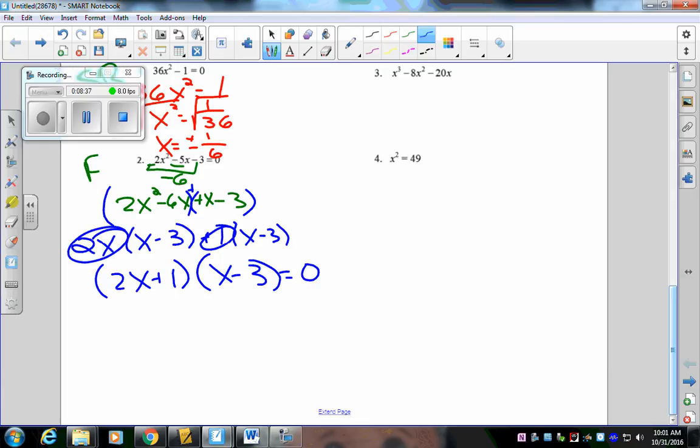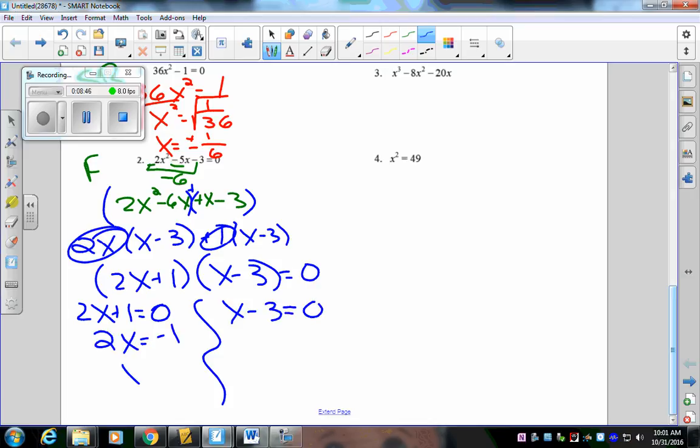Right, so now go ahead and set them equal to 0. 2x plus 1 equals 0. x minus 3 equals 0. So I have 2x equals negative 1. x is equal to negative 1/2.